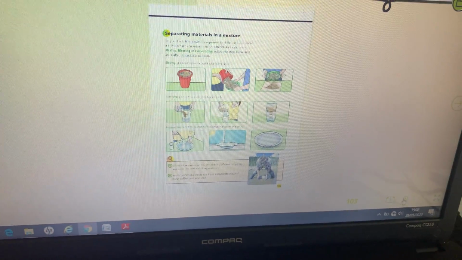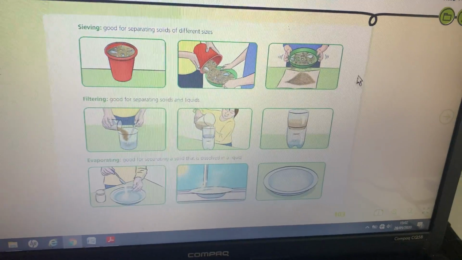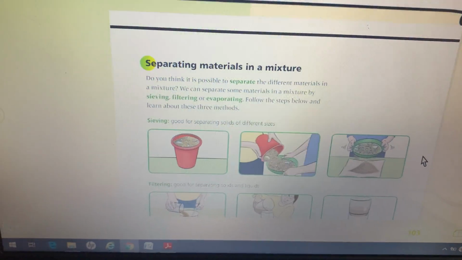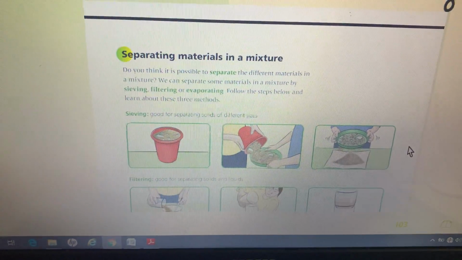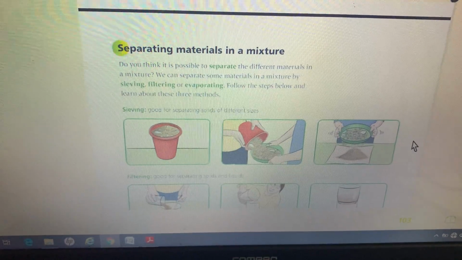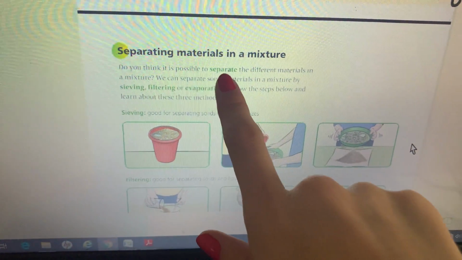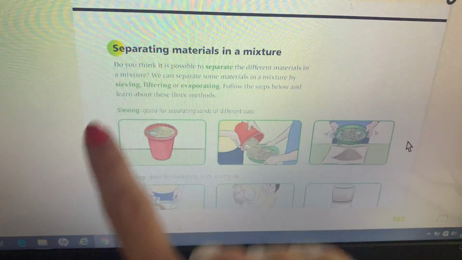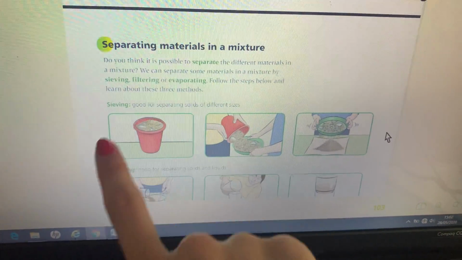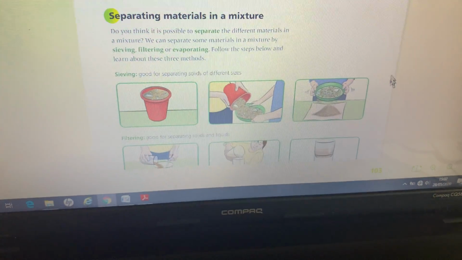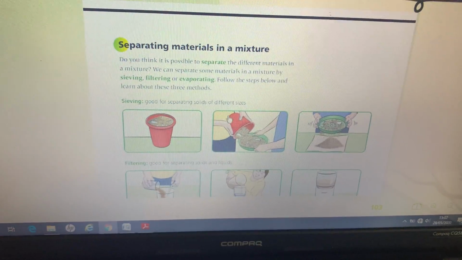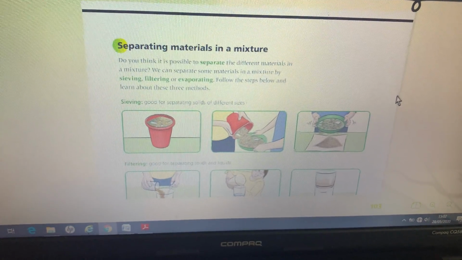Separating materials in a mixture. As we have said, a mixture is something that is made up of two or more materials. So, can we separate these materials? It says, do you think that it is possible to separate the different materials in a mixture? We can separate some materials in a mixture by sieving, filtering, or evaporating. It gives three different techniques to separate. Follow the steps below and learn about these 3 methods.